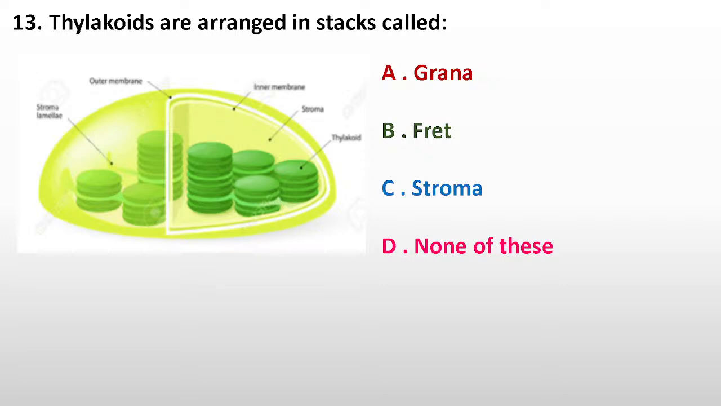Remember this, okay? Going ahead with the next question. Thylakoids are arranged in stacks called as dash. Okay, this is the image for your reference. A. Grana. B. Fret. C. Stroma. D. None of these. So tell me, thylakoids are arranged in stacks called as dash.